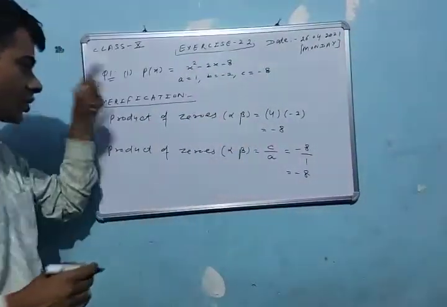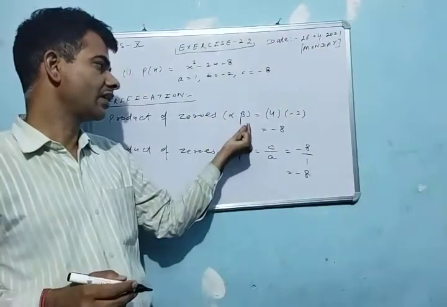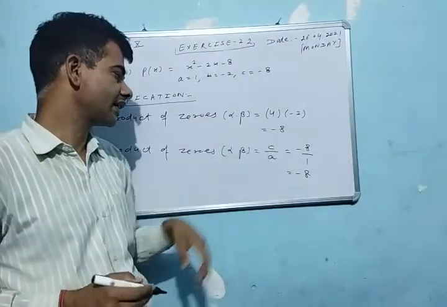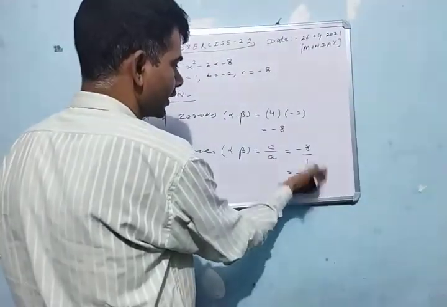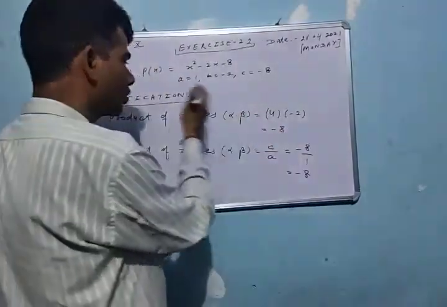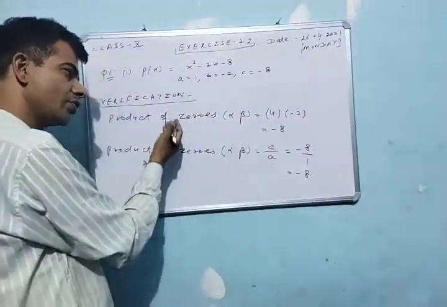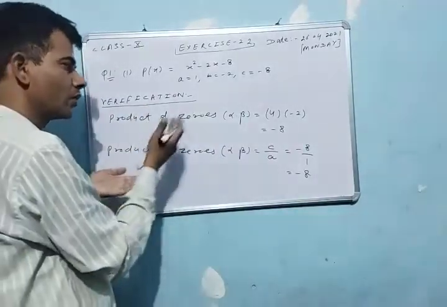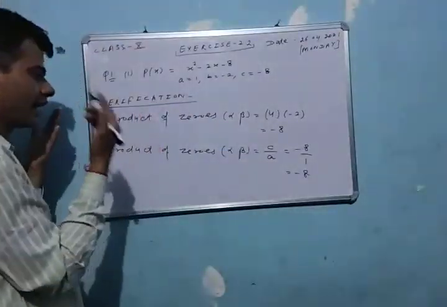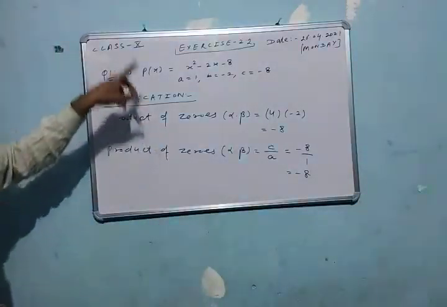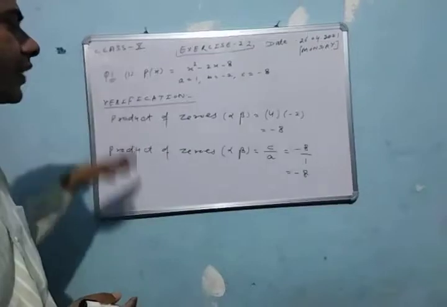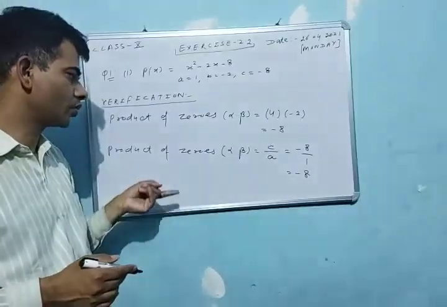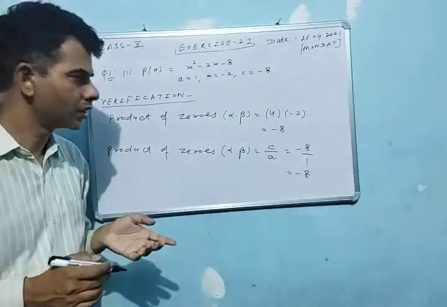Now students, product of zeros is minus 8, and product of zeros by the coefficient formula is also equal to minus 8. Both are the same. It means the product of zeros is verified. The sum of zeros is verified as well as the product of zeros is verified. So hence verified. That is, verification is complete. First of all, you have to find out the zeros of the given polynomial. After that, you have to verify it by the sum of zeros as well as the product of zeros.